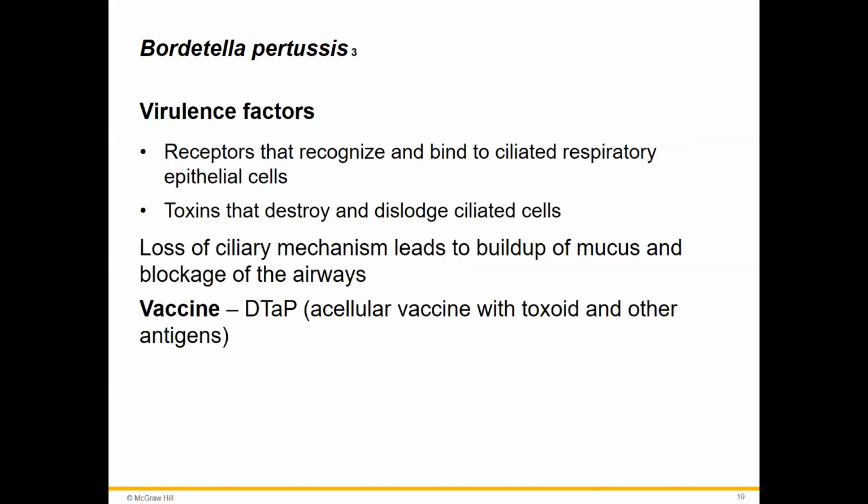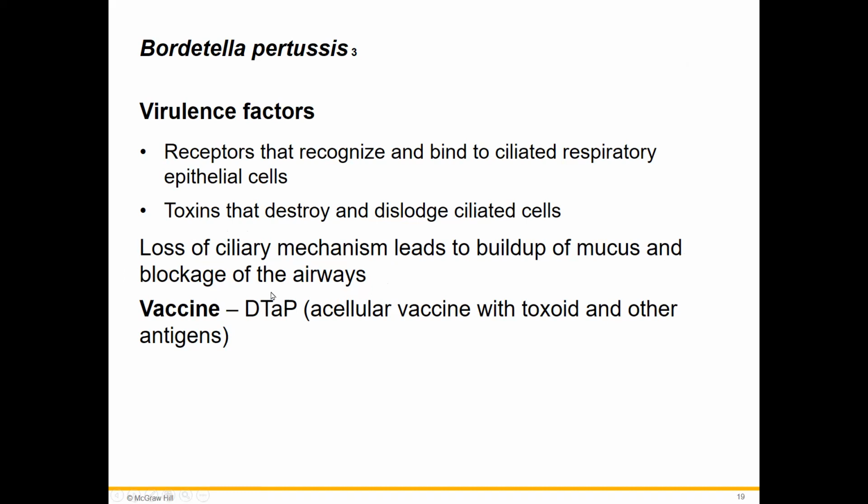Virulence factors: it has receptors, the bacteria bind to cilia, the actual respiratory cells that have cilia on them. So that's where it can bind and start to grow and infect. It also has toxins that can destroy and dislodge those cells. So that's where we can see the cough, where we may potentially have harder clearance of mucosa and other things, because the cilia typically is partially why we're able to clear some of that stuff out of the respiratory tract. So you get a buildup of mucus, you can have blockage of the airways.